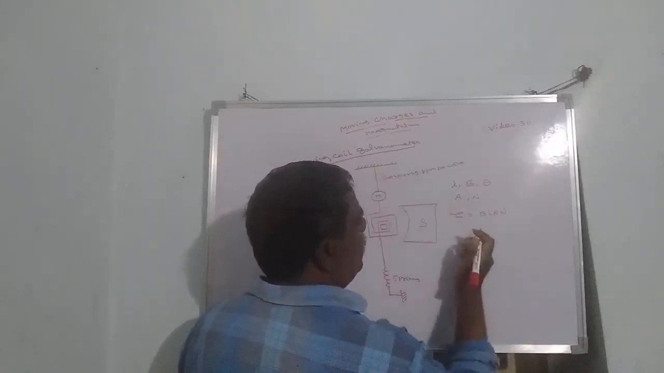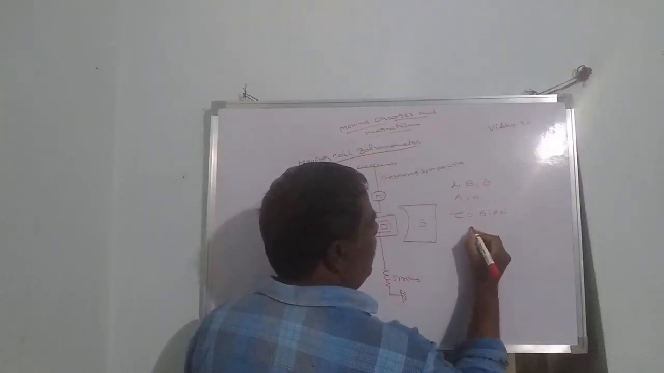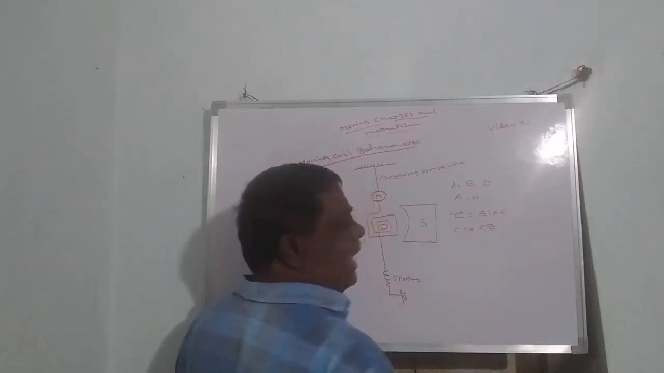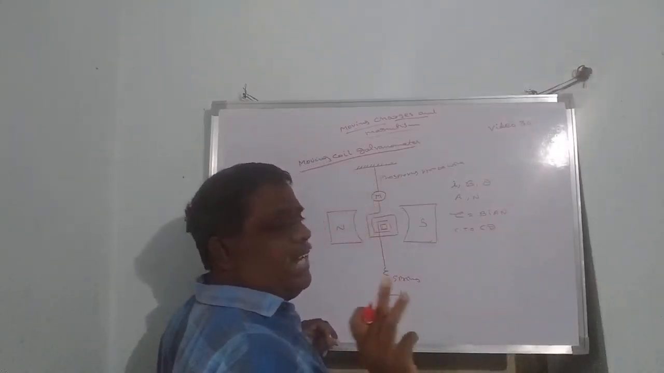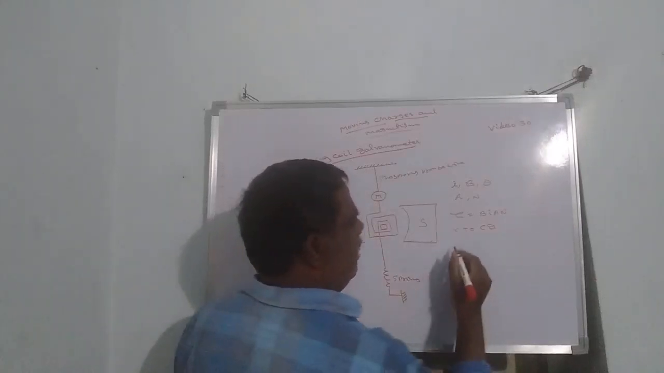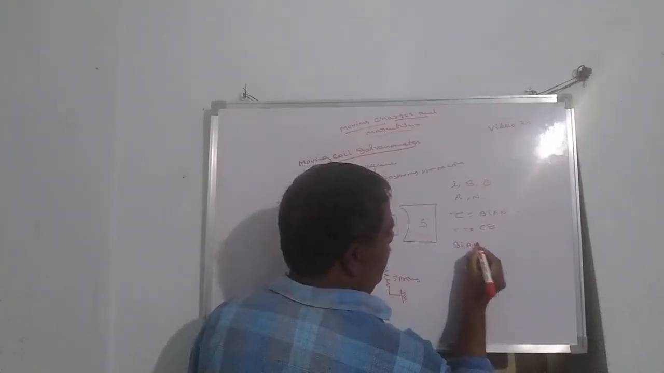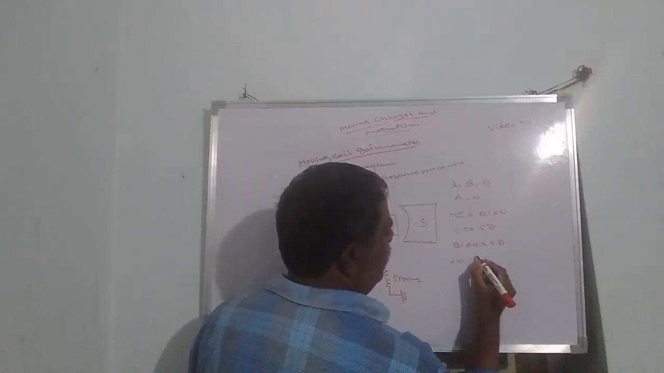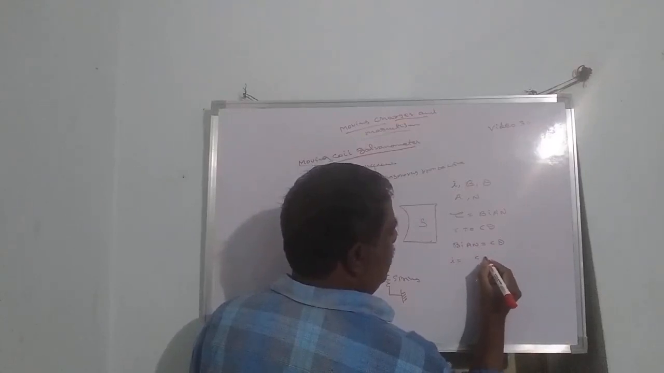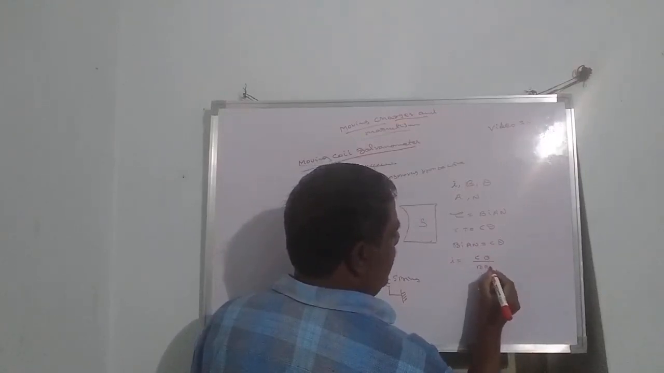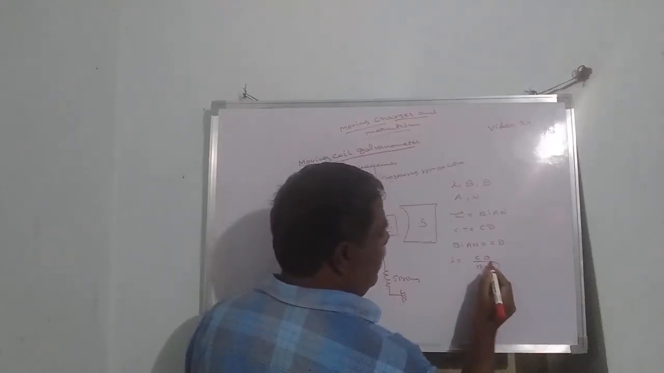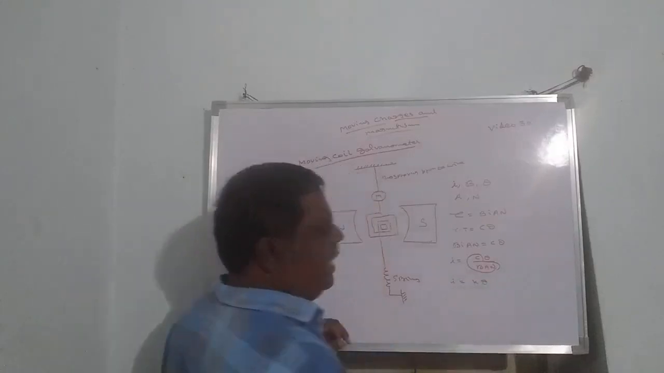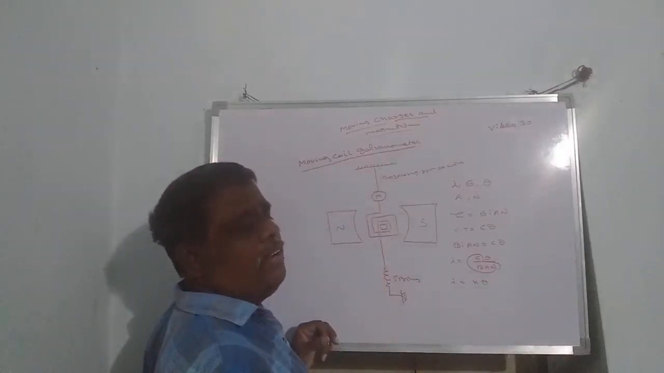Due to this, a restoring torque develops in the phosphorus bronze wire. Restoring torque is equal to C theta. At the equilibrium position, deflecting torque equals restoring torque. That means BIAN equals C theta. Therefore, current I is equal to C theta by BAN. Here, C by BAN is written as K. K is called the galvanometer constant.